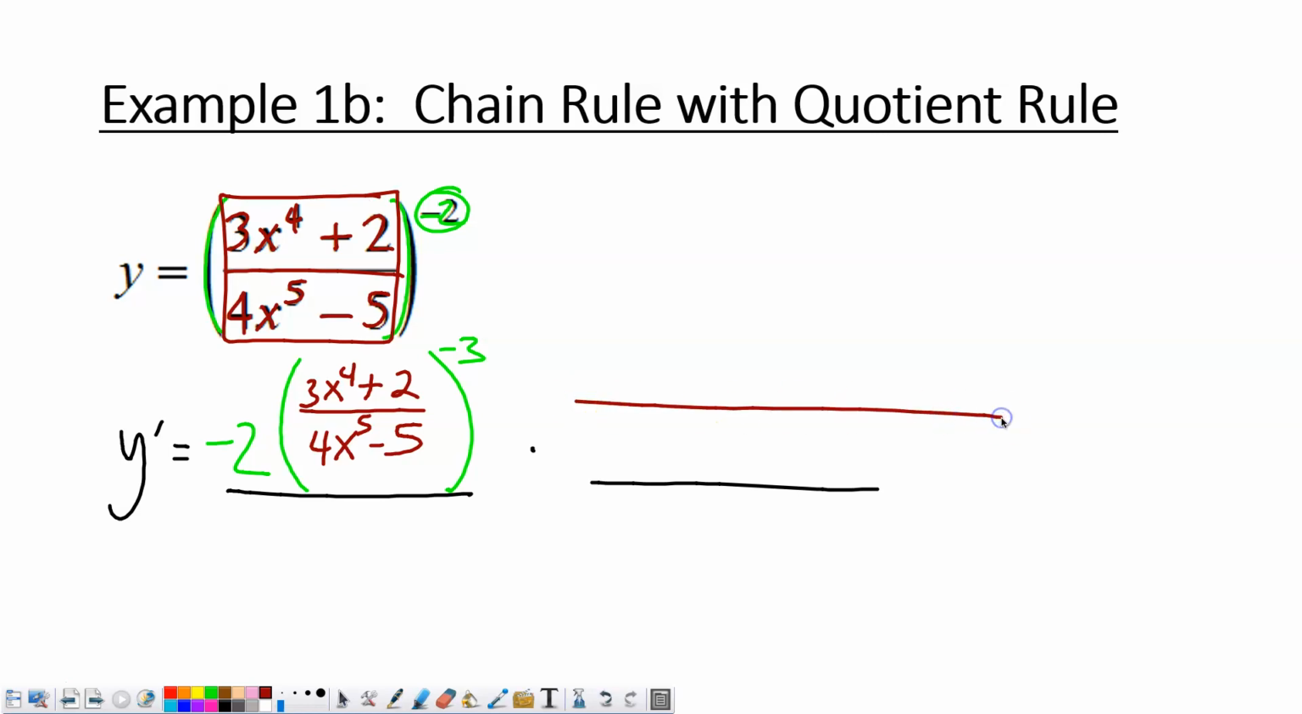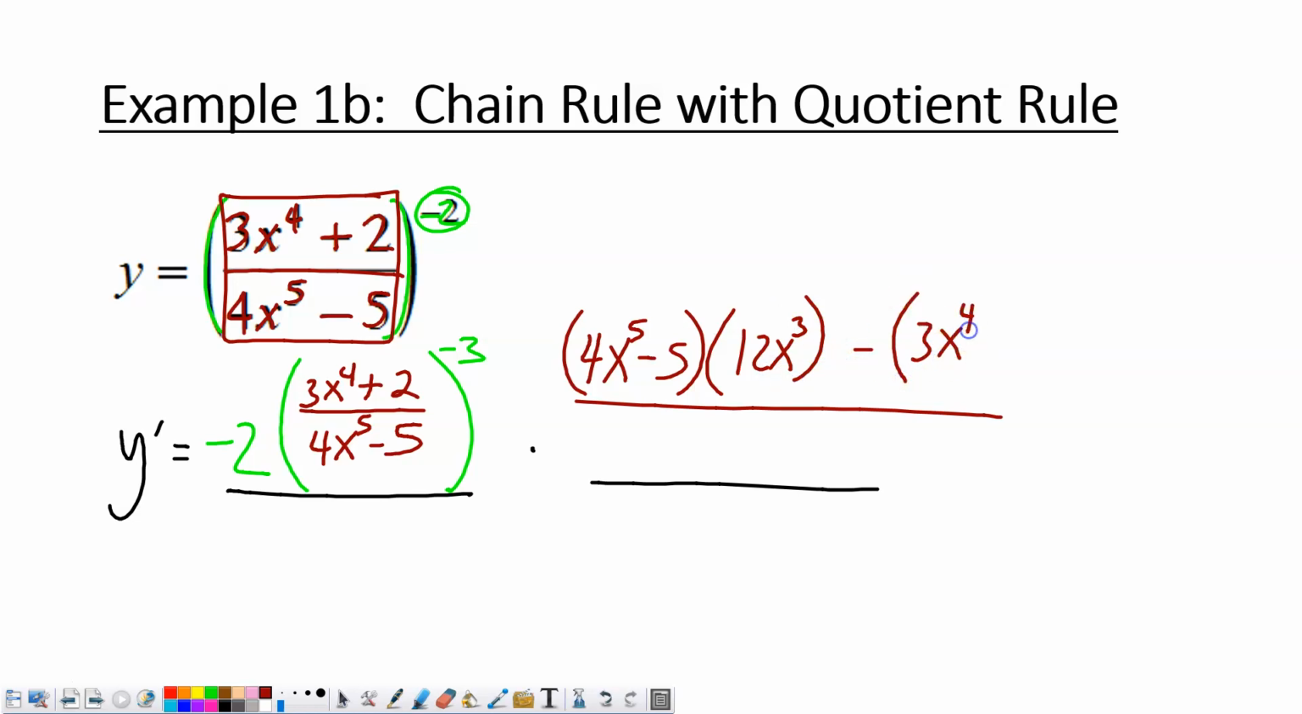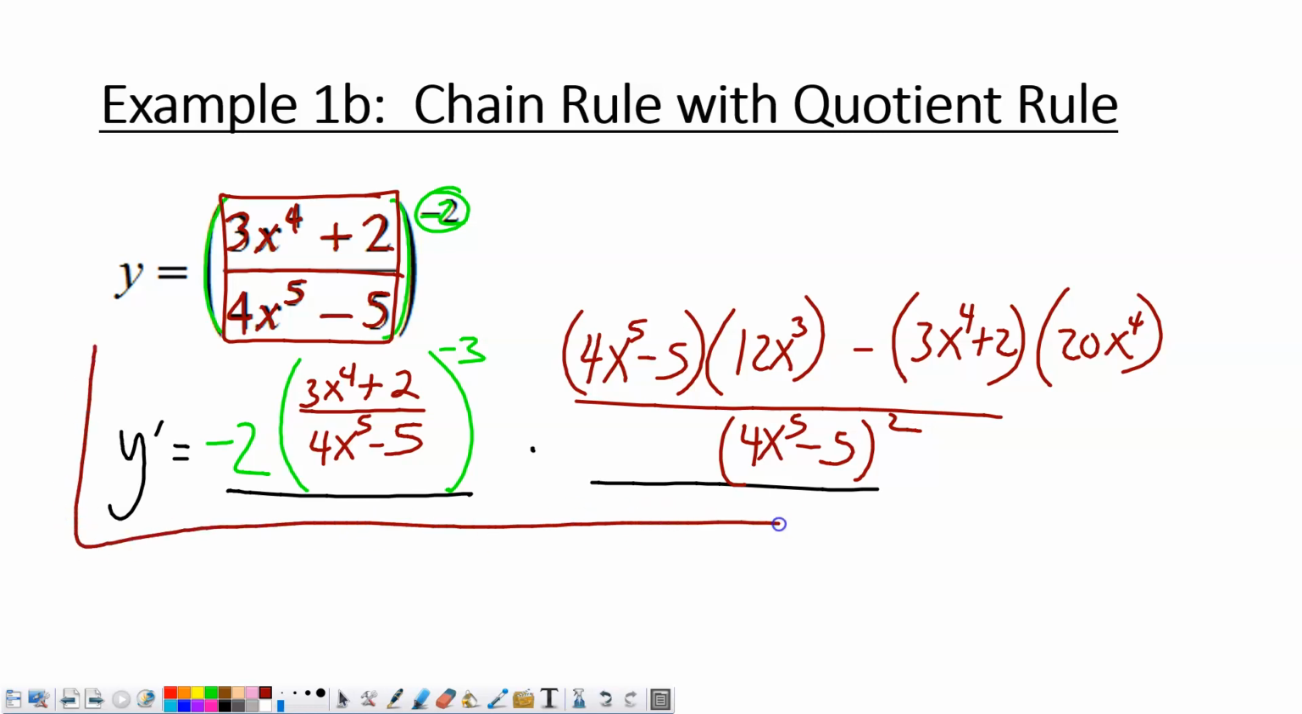So now it's going to be the quotient rule, which is low d high. Remember the little rhyme I gave you? Low d high minus high d low. Draw a line and square below. It's that one. So low d high minus high d low. Draw a line and square below. And there you go. So that's as far as I'm going to take it.